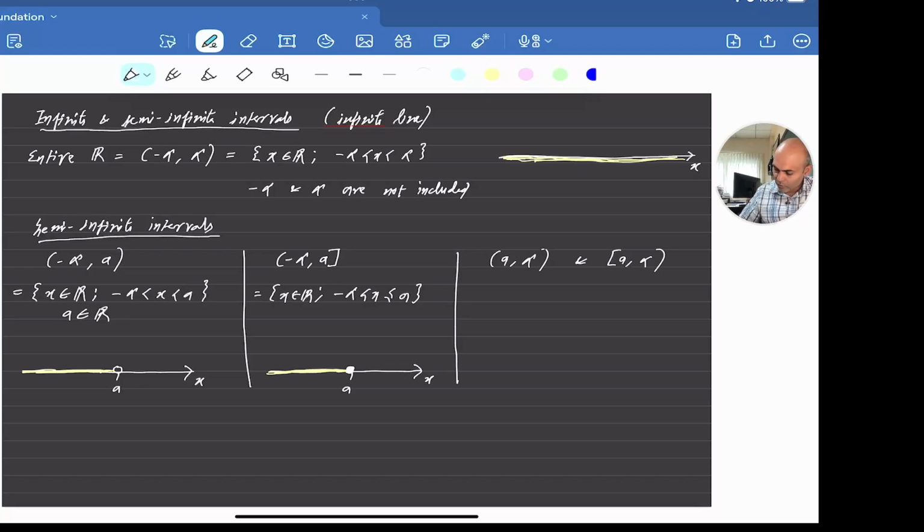Okay, so we can draw diagrams for both of these cases. So in this case, we exclude a and include all points to the right, and in the next case, we include a and all points to the right side of a.